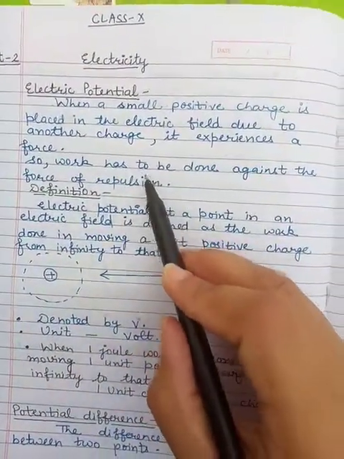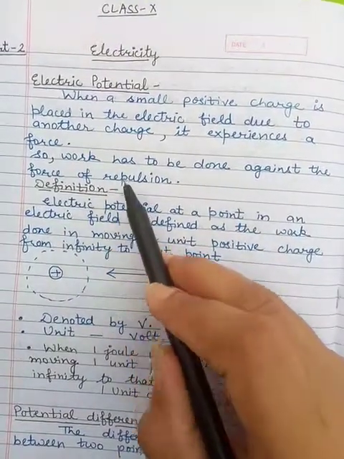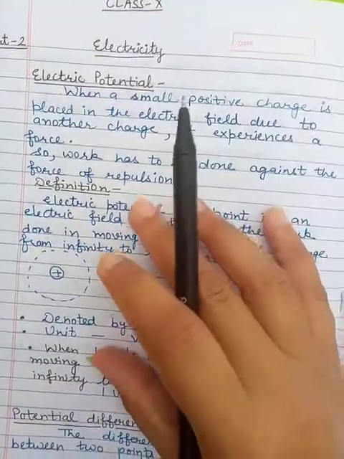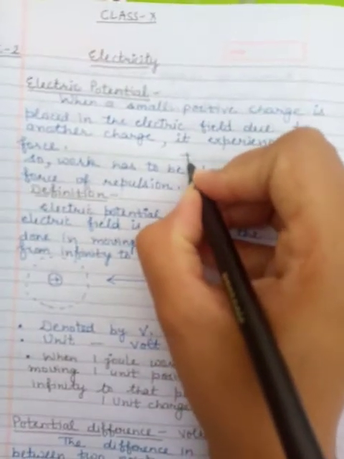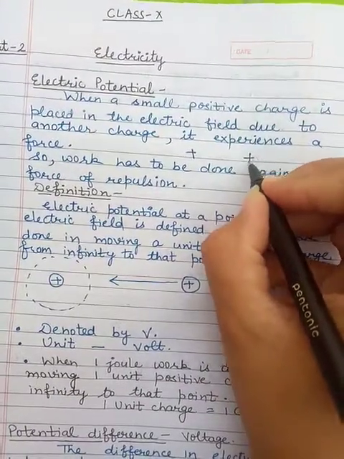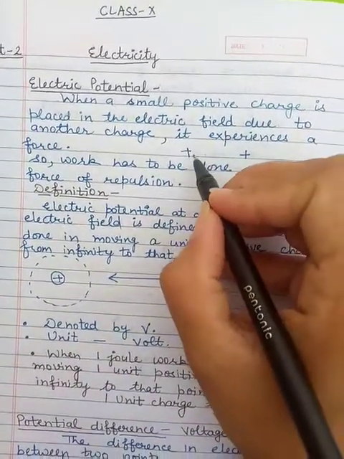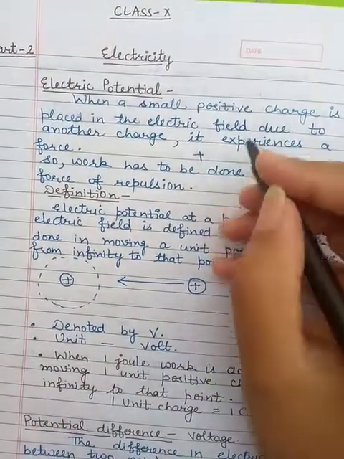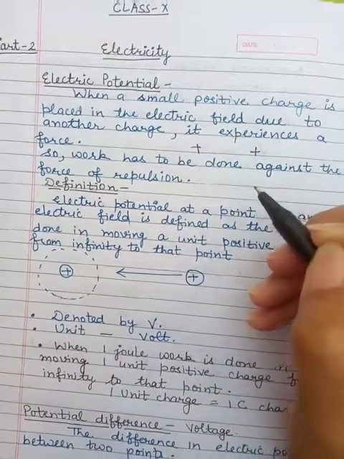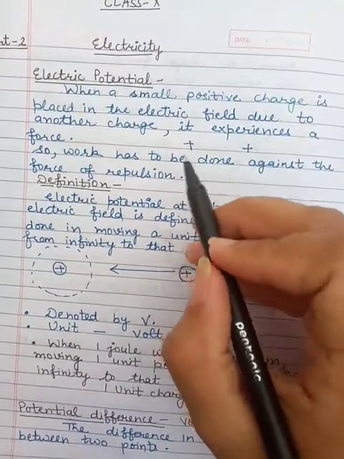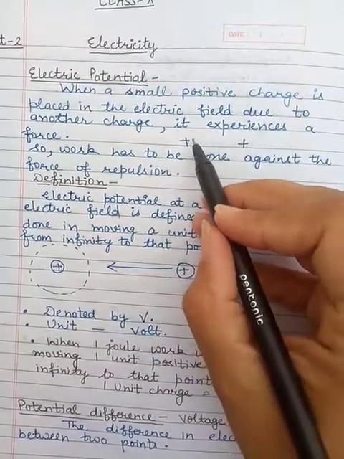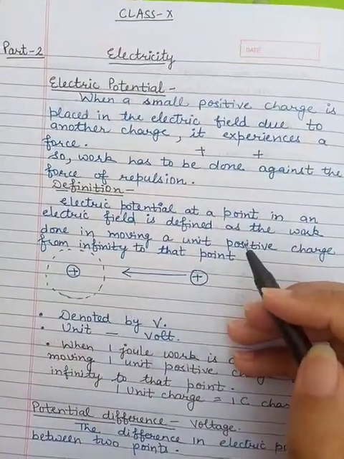So some work has to be done against the force of repulsion, because there is a force of repulsion as the charges are similar. Suppose this is the positive charge and one more positive charge. So when they are placed in an electric field, they experience a force, and work has to be done against the force of repulsion which is acting between these two charges.